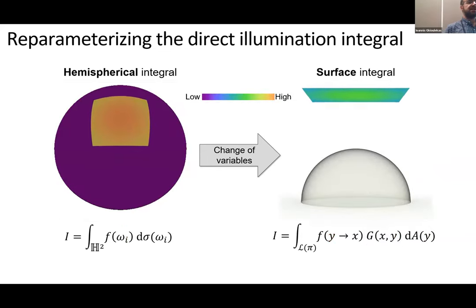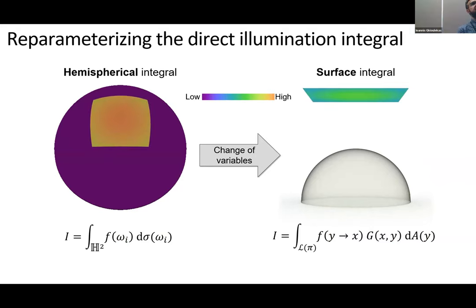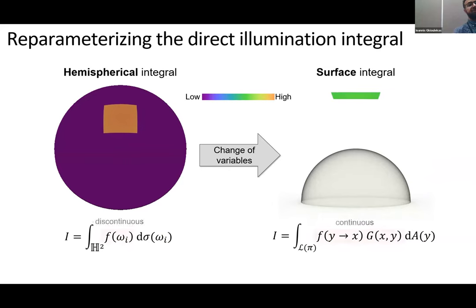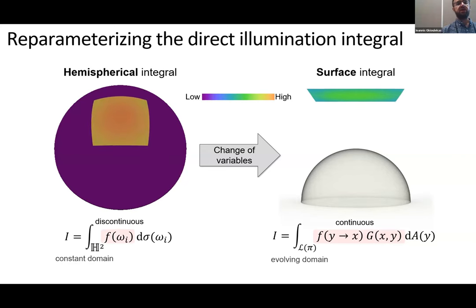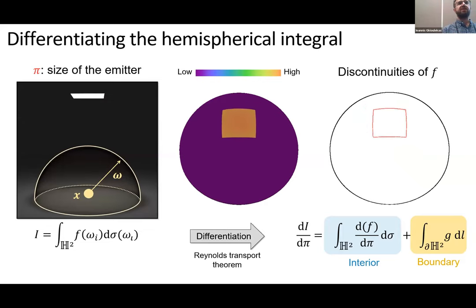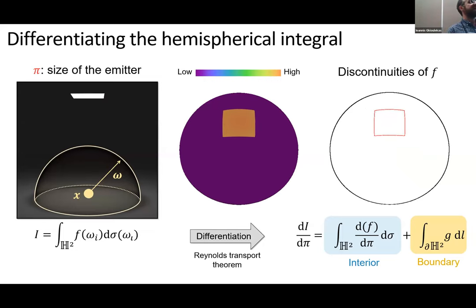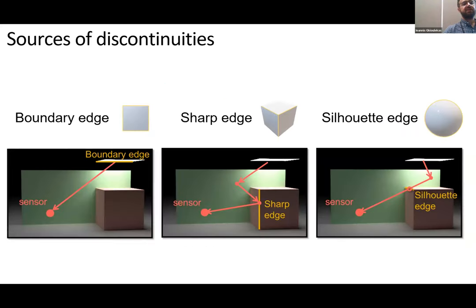The problem now is that I no longer have a discontinuous integrand, but I made my domain of integration depend on the parameter I'm optimizing over. So I still have the same problem. I have a continuous integrand, but a parameter-dependent domain of integration. If I apply the Reynolds transport theorem here, I again get an interior and a boundary integral. The fact that I'm going to have to deal with these two integrals, and especially the boundary one, is not something I can easily escape. I will have to deal with it one way or another, at least if I care for my derivatives to be accurate. So whether you use hemispherical or area, in both cases you end up with these extra terms.